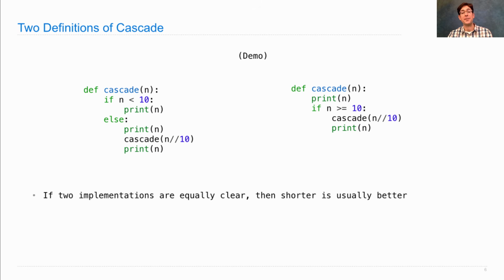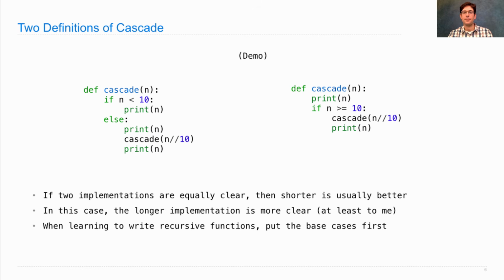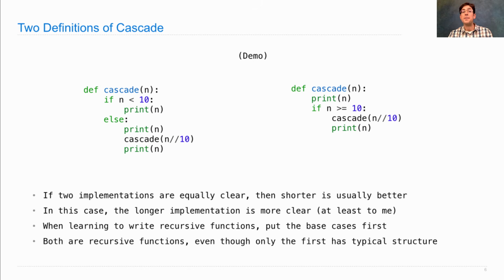If the two implementations are equally clear, then I think it's usually better to prefer the shorter one, just because it takes other people less time to read it. In this case, the longer implementation is more clear, at least to me, because it clearly breaks out what's the base case and what's the recursive case in that order. And that's the way I'm used to reading recursive functions. So when learning to write recursive functions, I recommend doing that as well, but you don't have to. But both of these are recursive functions, even if only the one on the left has a typical structure.